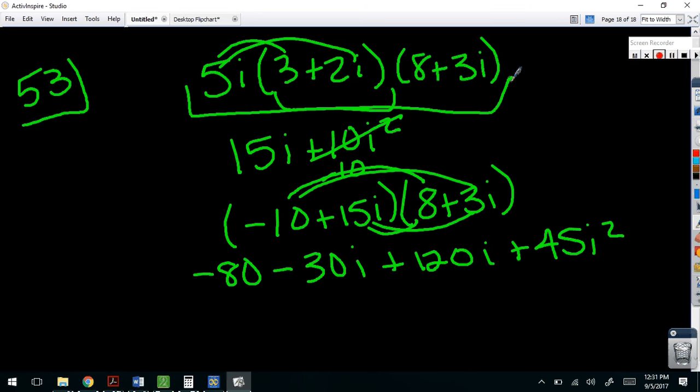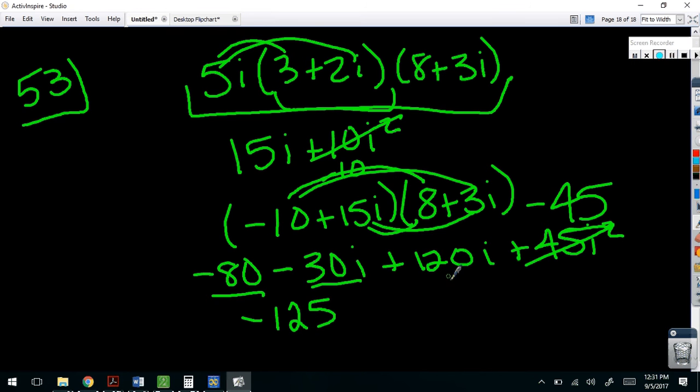Well, but what final answer wise? You should. So this becomes negative 45. So my real numbers, I have negative 80 and negative 45, which is negative 125. And then I have negative 30i and 120i, which is 90i.